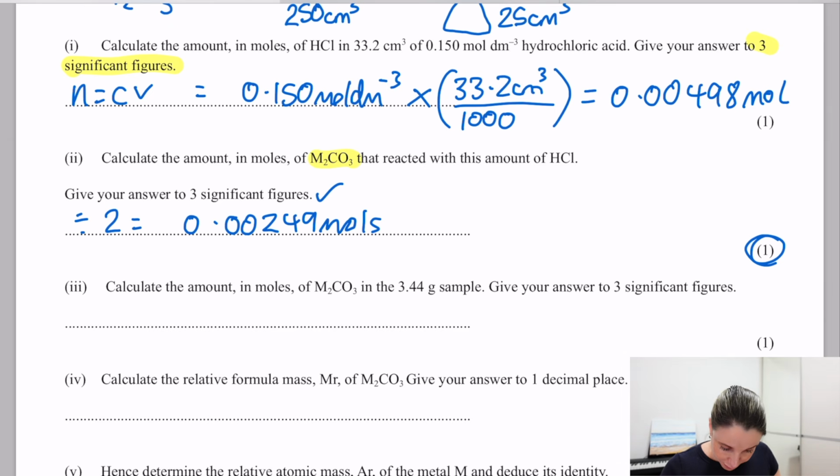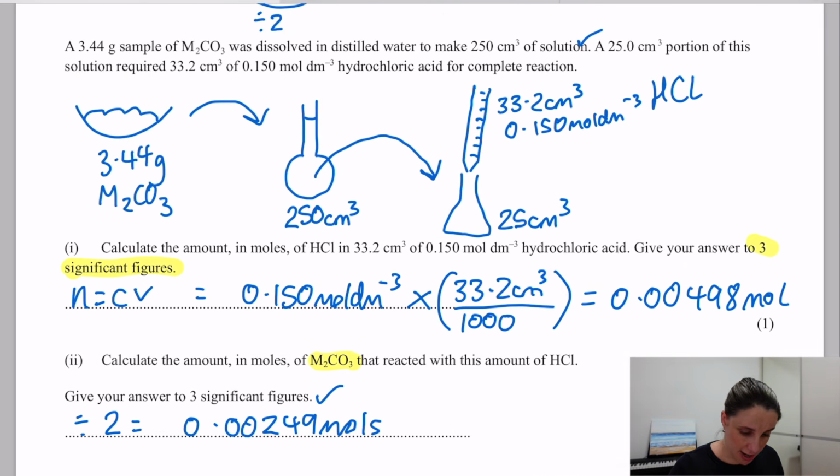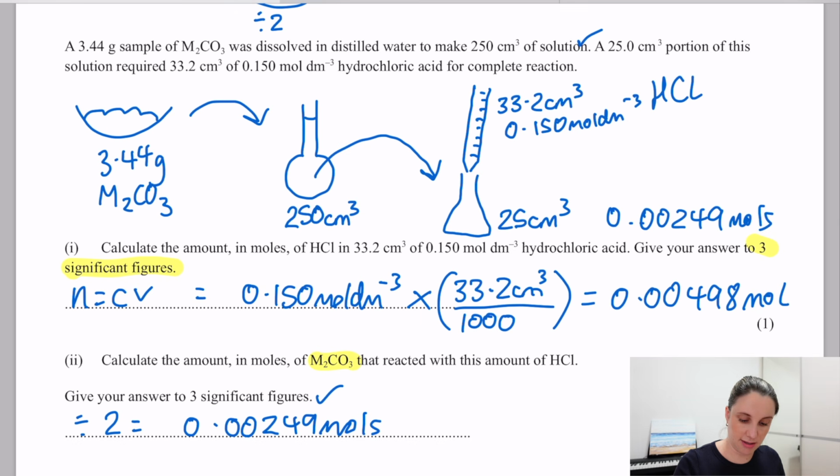It then says calculate the amount in moles of the sample in the 3.44 grams sample. So what we've got here is you've worked out the moles that were in this 25 cm cubed in the conical flask. This is your 0.00249 moles that were in there. So that must mean, is that the same as how many moles were in this powder at the beginning? Did all of this powder end up in this conical flask?